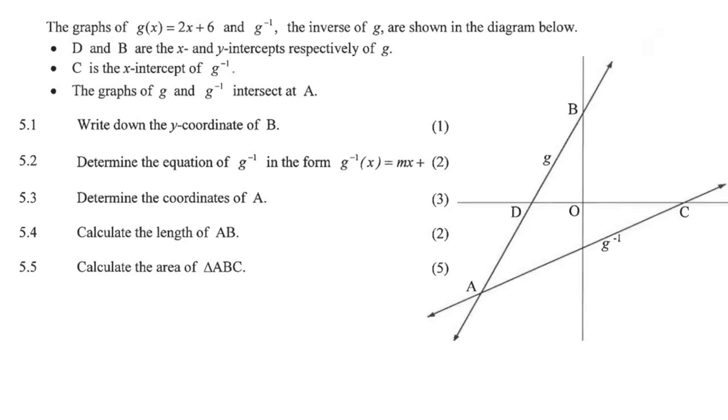So it says that it's the inverse, are shown in the diagram. Now remember, your inverse is a reflection across the line y equals x, and we can see that that is, whoops, let's actually do that a bit better. Come on.